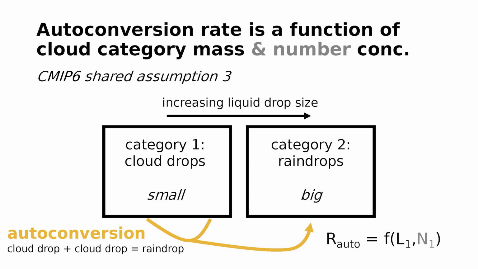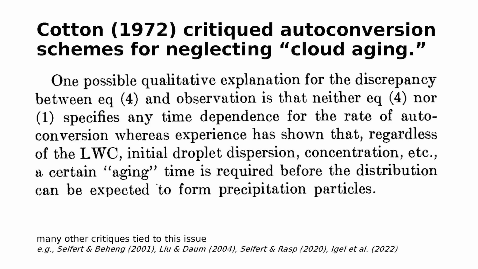And the final assumption I want to mention is that autoconversion rate is a function, in these models, of cloud category variables. In the models that have two moments, this would be mass and number concentration. In some of the models, it's just mass concentration. And a key implication of this dependence on only mass and number is a problem that was pointed out almost 50 years ago by Cotton, 1972. And I think there have been many other critiques tied to this issue, phrased in different ways.